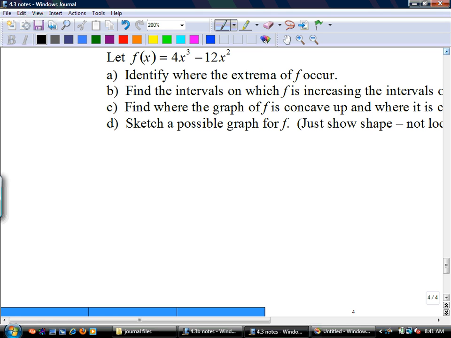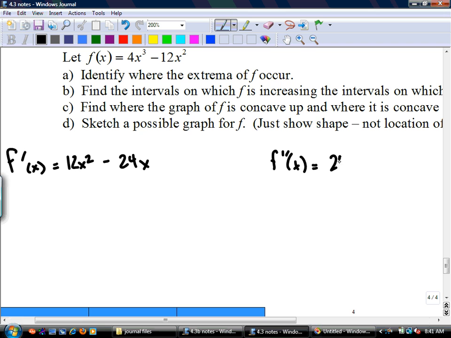A, identify where the... Okay, I can't really do this in order. First thing you need to do is find the derivative. And then come over here and tell me the second derivative. And the second derivative. Okay, make both of those equal 0.